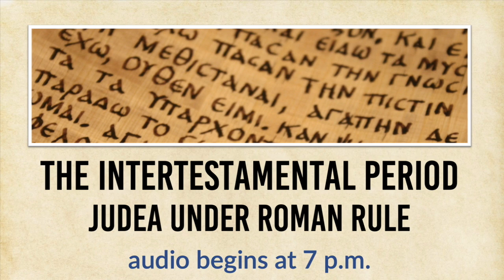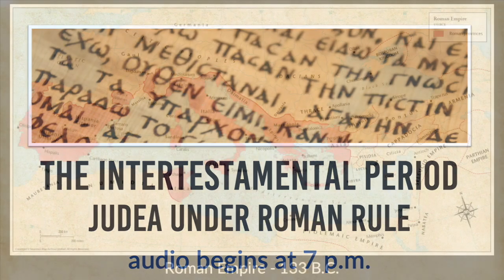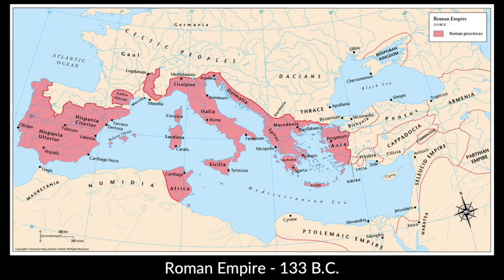Last week we talked about the rise of Rome, so we talked a lot about Roman history, how these little villages on the Tiber were able to conquer the entire Mediterranean world and beyond. Last week when we finished that class, we had a map that looked like this. As a matter of fact, we used this exact same map that showed the Roman Empire in 133 BC.